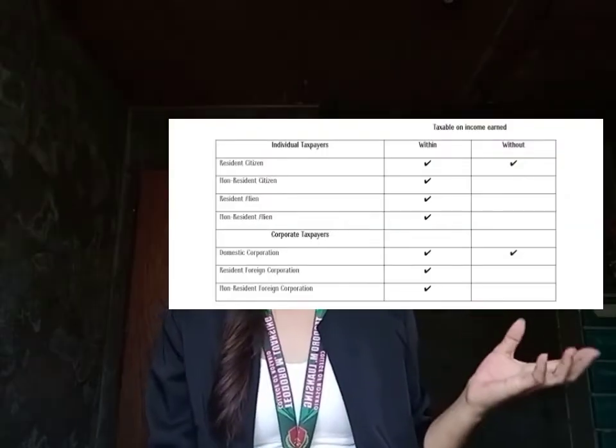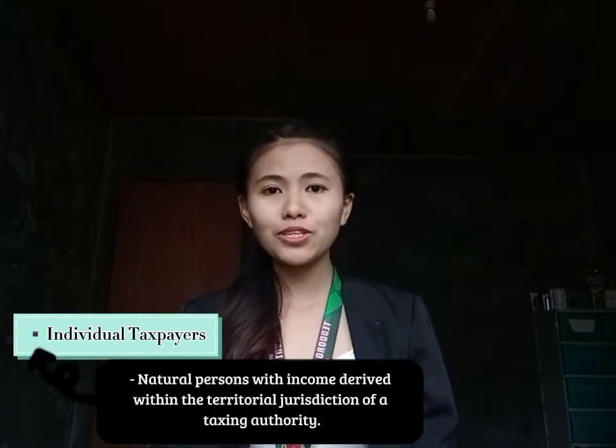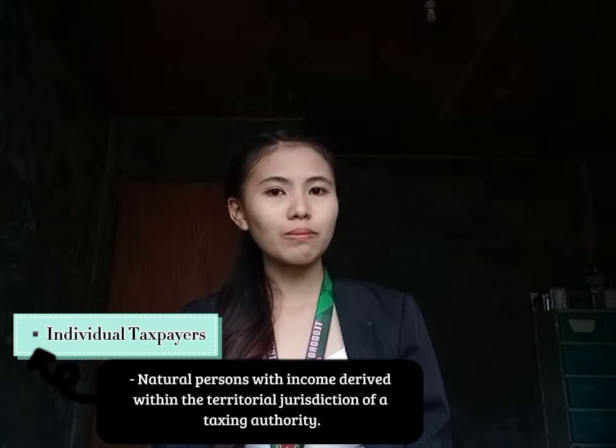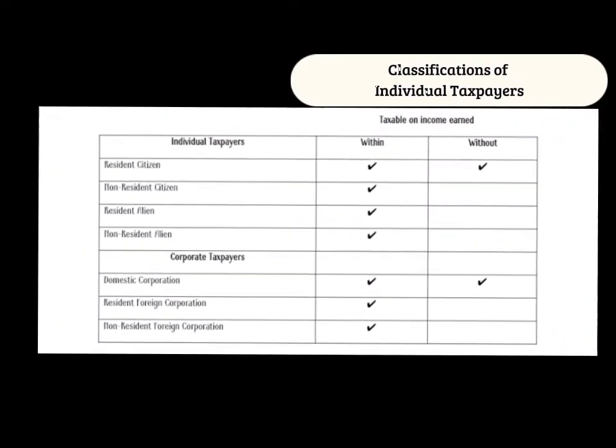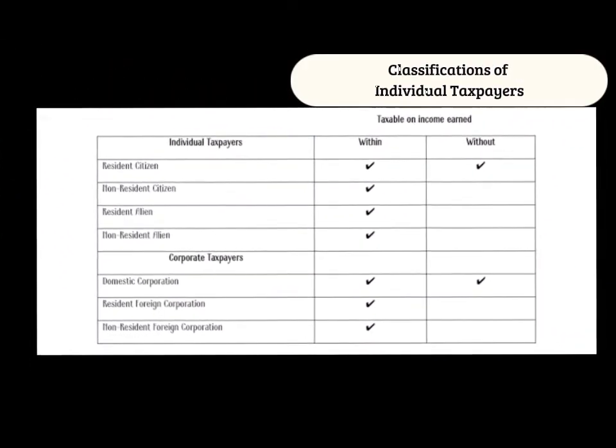Later on, i-discuss ko po kung ano ba ang ibig sabihin ng mga may check sa table na ito. For now, let's have an overview first of what and who are the individual taxpayers and corporate taxpayers. When we say individual taxpayers, ito po yung mga tao or person na may kita na nagmula po sa loob or within its territorial jurisdiction. As you can see on the table, we have classifications of taxpayers under individual taxpayers.